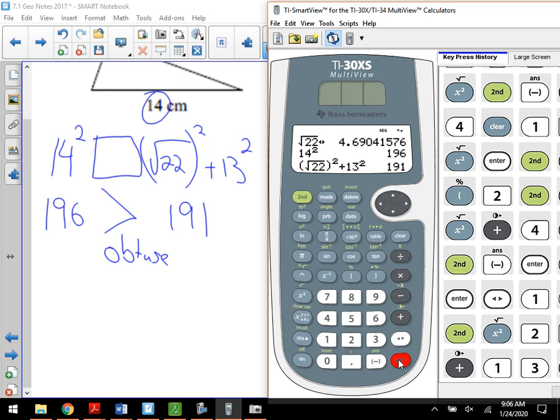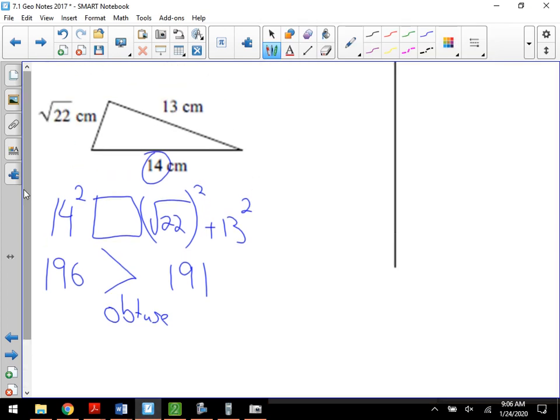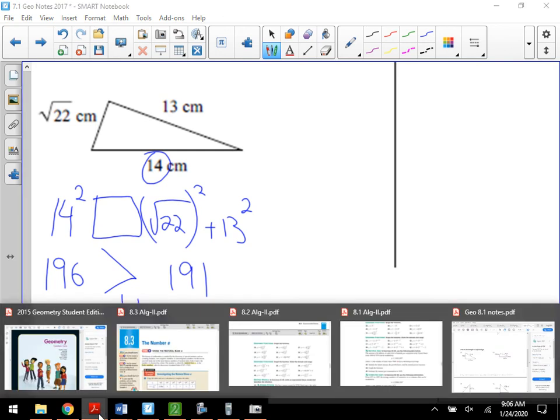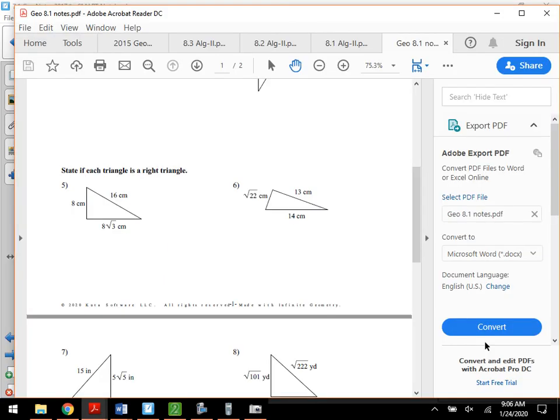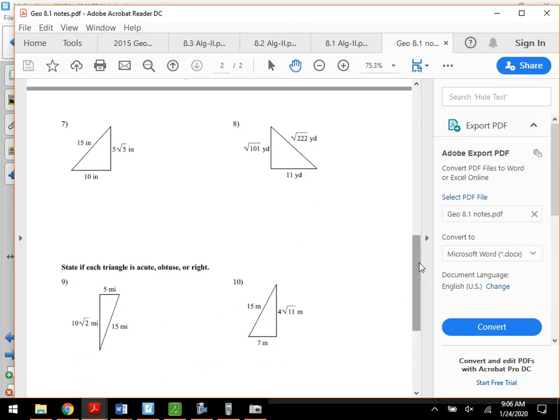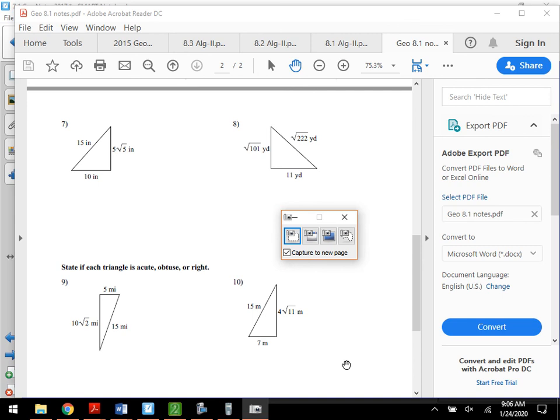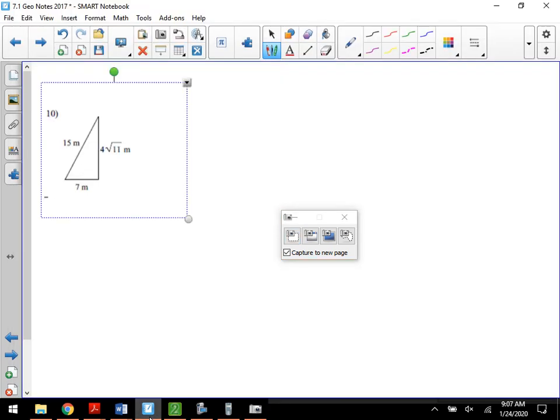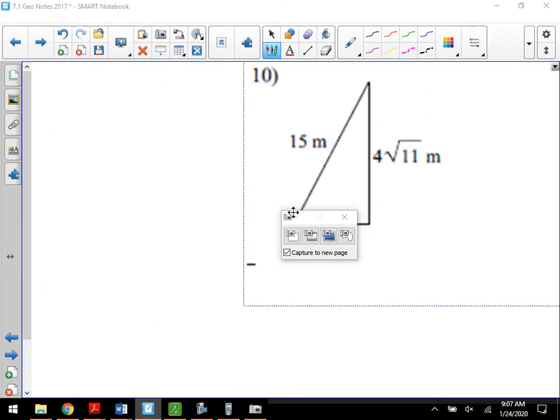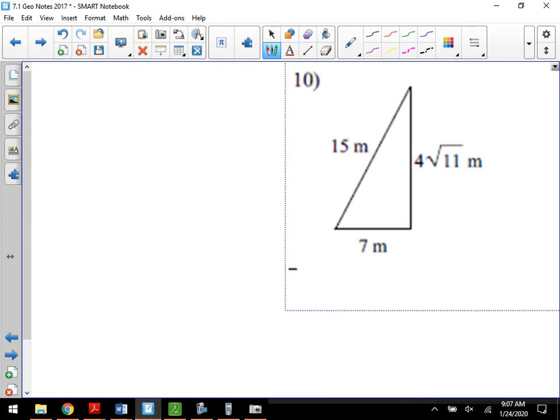Let me go back here. It was root 22, 13, and 14. Okay, let's look at it all real quick. What do you have? It's a right angle. Do you use that long side as the C no matter what? Yes, if it gives it to you. But if there's none, then you have to figure it out. So in this one here, they're kind of showing you, leaning you towards 15 having to be the C.